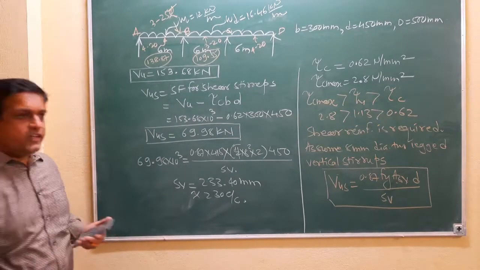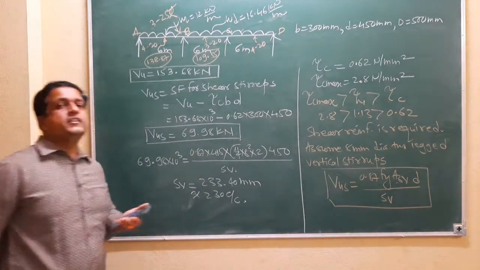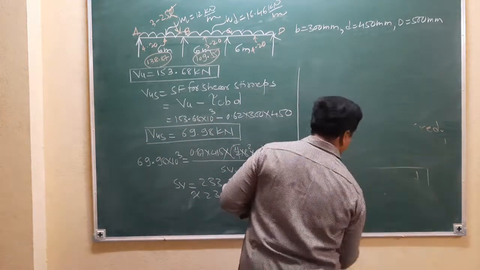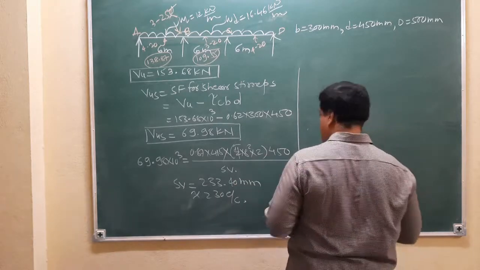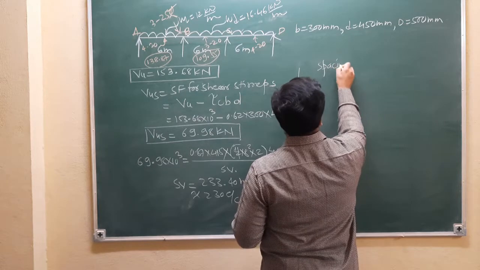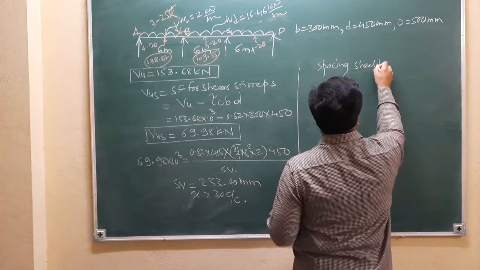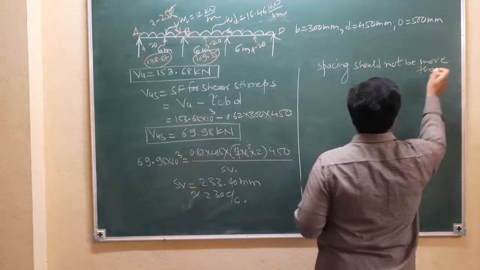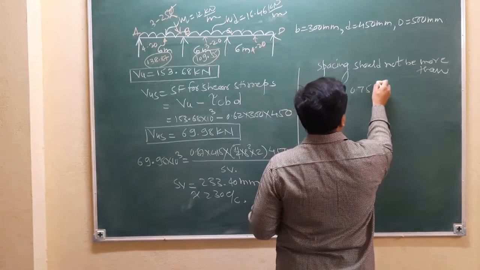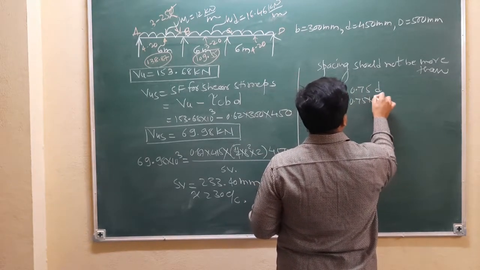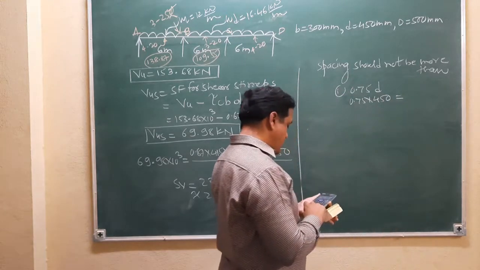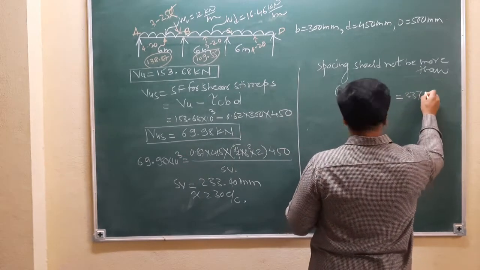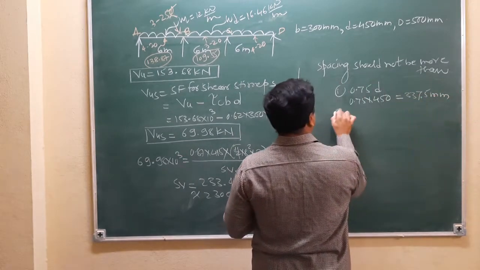But this calculated spacing should not be more than, the first criterion is 0.75 of D, D is 450 mm. From this we get one value, which is 337.5. The second is 300 mm.